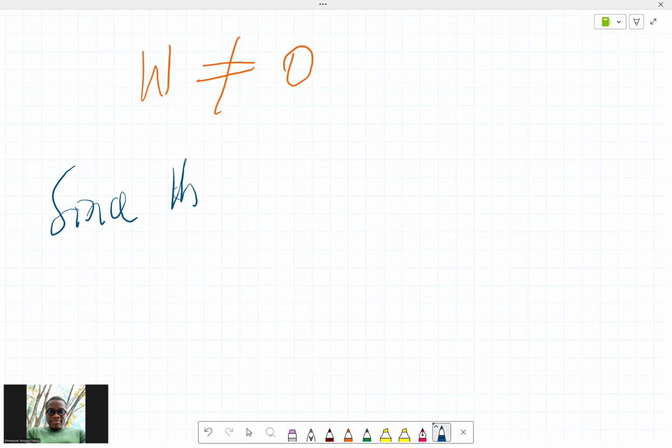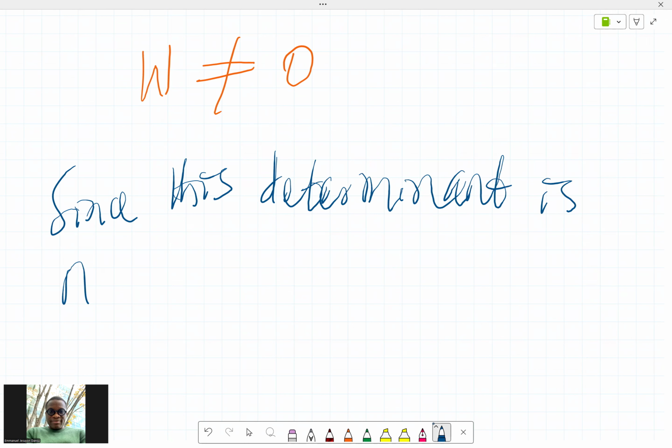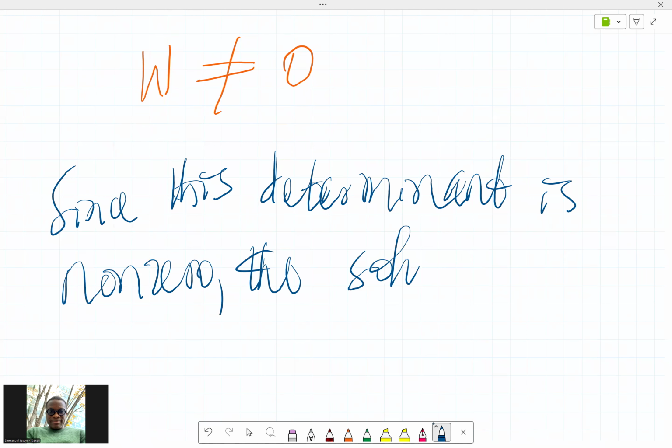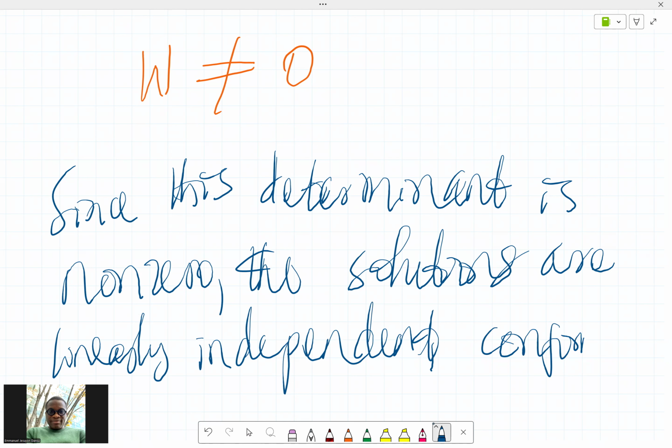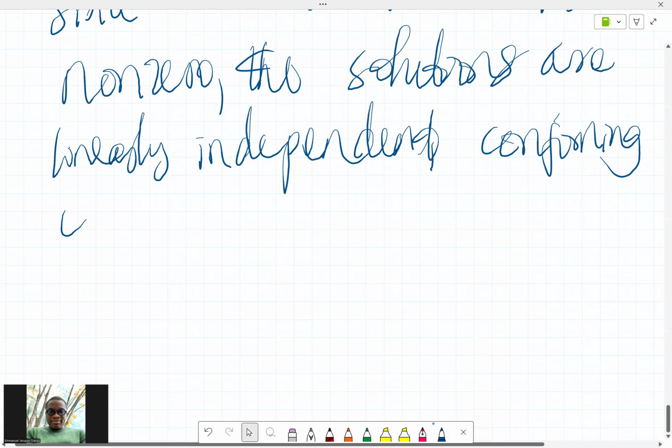since this determinant is non-zero, the solutions are linearly independent, confirming completeness. So it means that the solution is complete, confirming completeness.